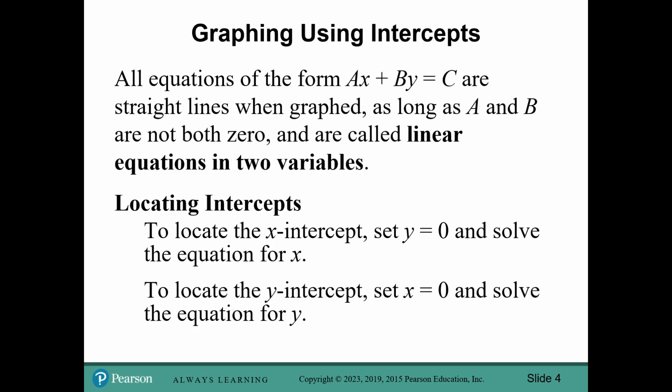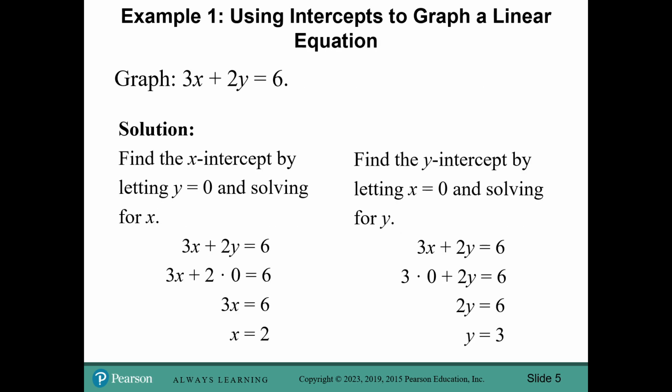Now, we're going to graph using intercepts. All equations of the form ax plus by equals c are straight lines when graphed, as long as a and b are not both 0, and are called linear equations in two variables. We need to learn to locate the intercepts. To locate the x-intercept, we will set y equal to 0 and solve the equation for x. To locate the y-intercept, we will do the opposite. We will set x equal to 0 and solve the equation for y.